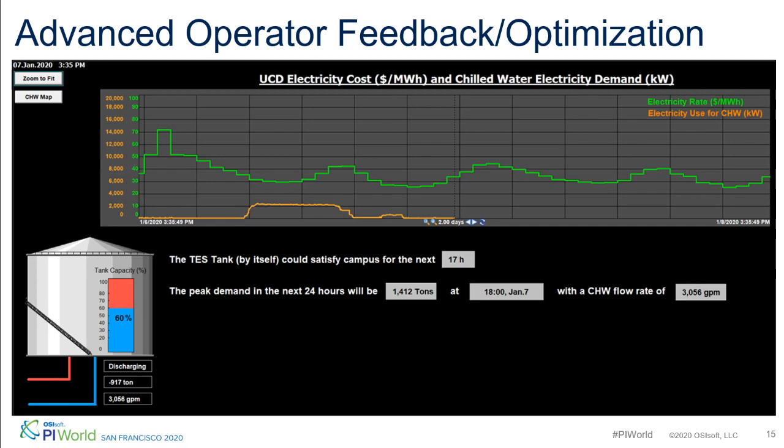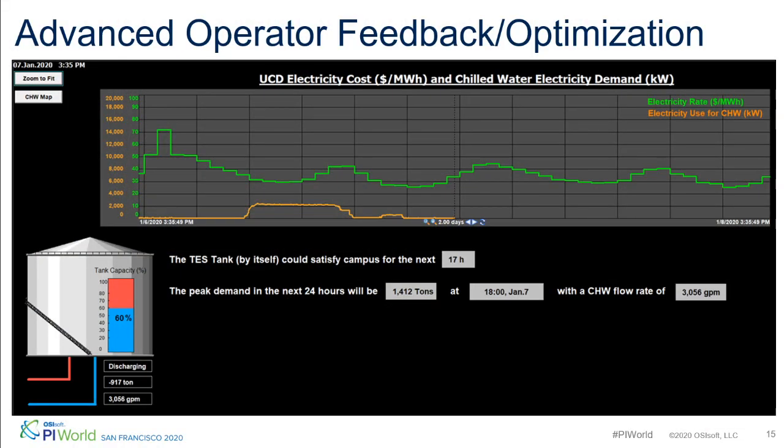And another thing we calculated for them, this is a PiVision screen, is that the TS tank by itself could satisfy campus for the next 17 hours. This is meant to help the operators know, if they look ahead and see a price spike coming up, what they need to do. If that number was 1 hour, then they don't have enough storage to get through the price spike. But if it's 17 hours, then they know they can run from the tank for a long period of time, not using the chillers, get past the high pricing, and get to a point of low pricing where they can fill up the tank. That's really important information for them to know.